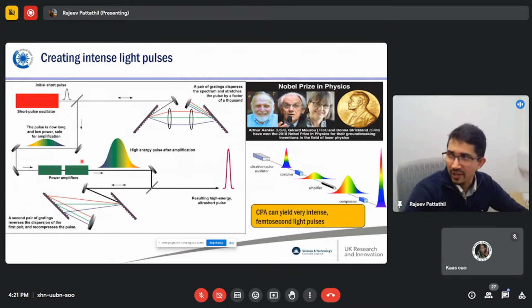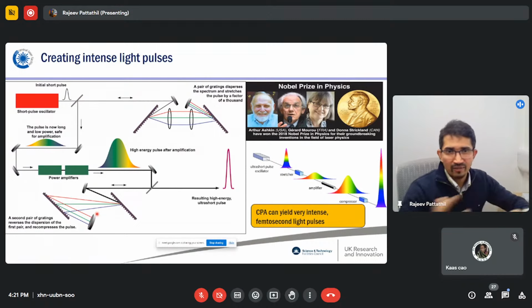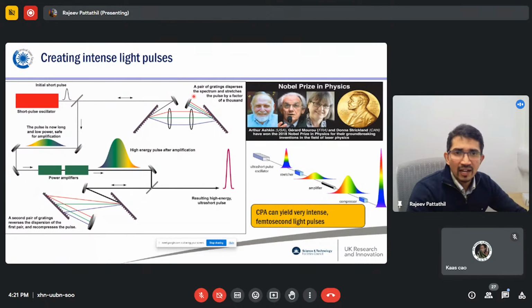Then you can amplify. The pulse is long, so you can start amplifying it. The power will not be strong, which means that you're not going to damage anything on the way. And once it's got enough energy, you can reverse this process. So if red traveled a longer distance, you can make the red travel a lesser distance now, and vice versa. People typically use prisms or gratings for this in order to split light into different colors and then combine them and make different light components travel different ways.